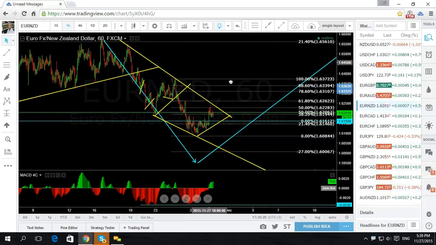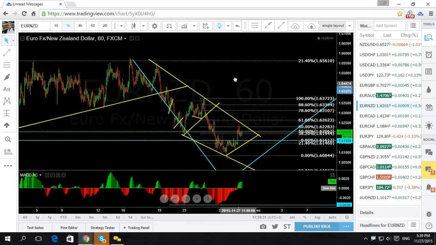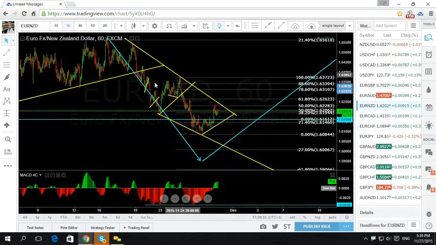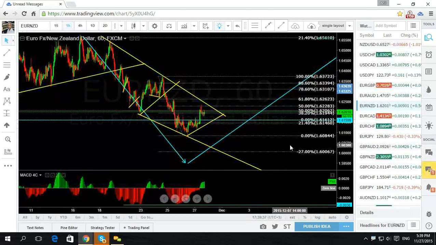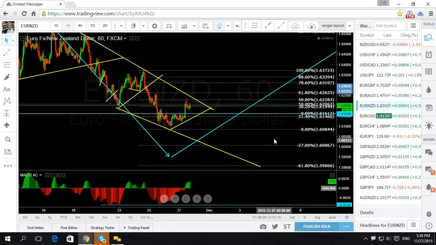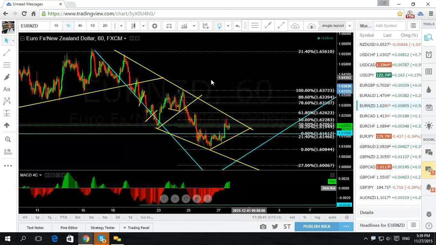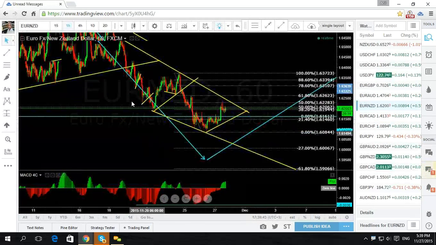Because then I'll get 1,000 questions if I don't do that. What does that arrow mean? What does this arrow mean? And please, I can't answer all the questions. So I put them in different colors so you could figure out that this yellow belongs to this section and this blue is of a separate move.